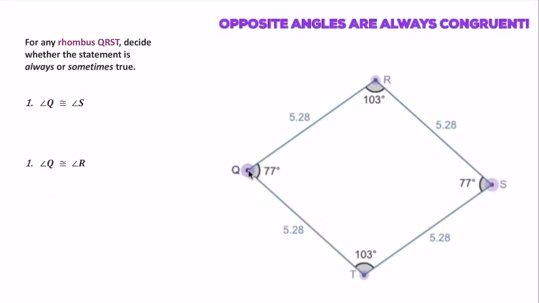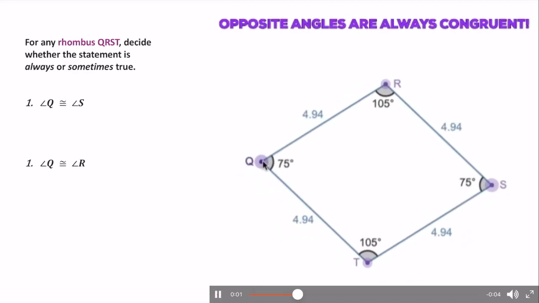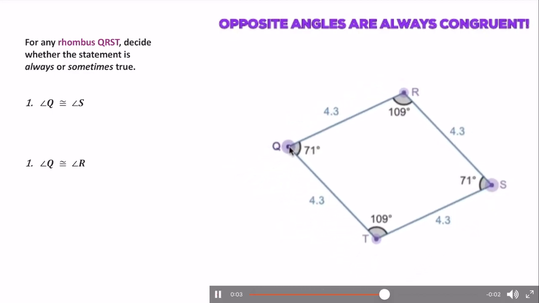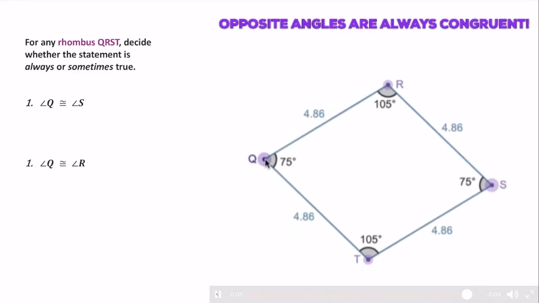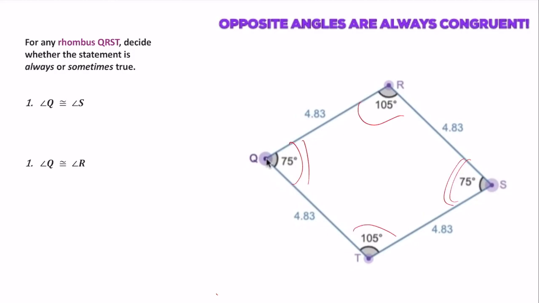Okay, so here's a little animation they made about the opposite angles of a rhombus, right? So if you watch this as you move it around, notice the opposite pairs of angles are always congruent. It doesn't matter what's happening to the sides, right? All the side lengths are the same, but no matter what's happening to those, these are congruent and these are congruent. So let's look at the question.